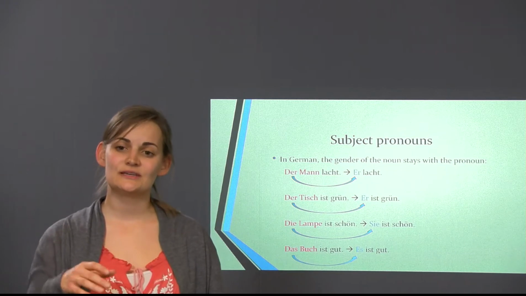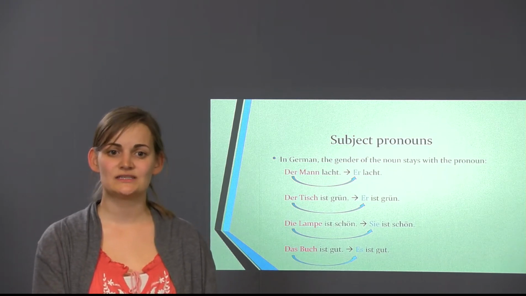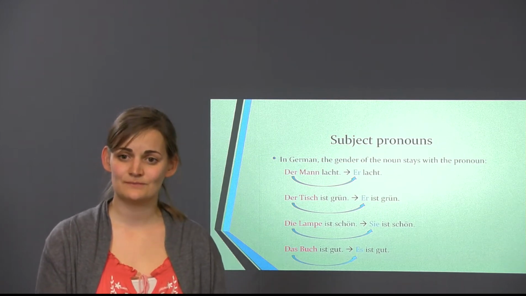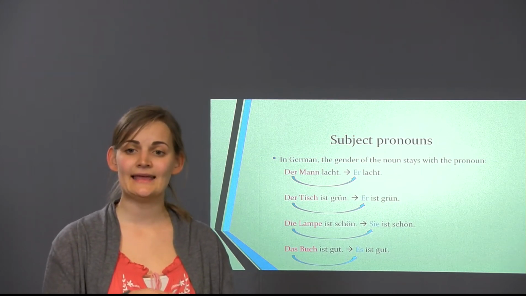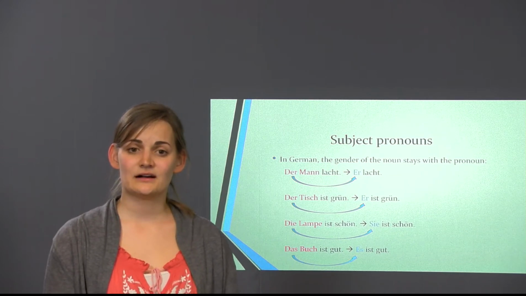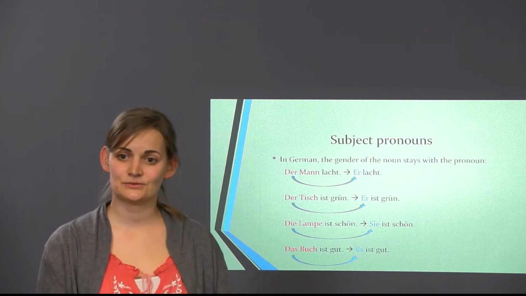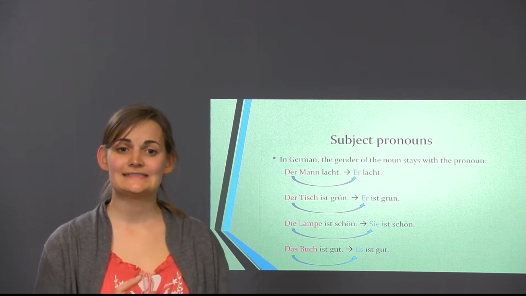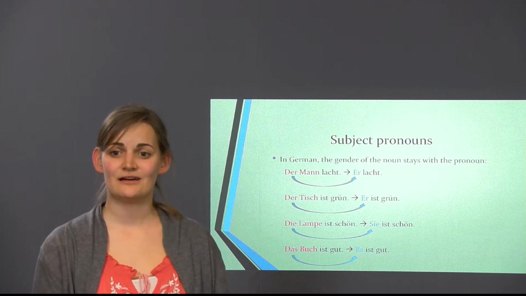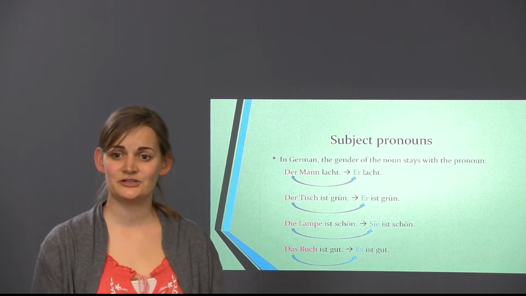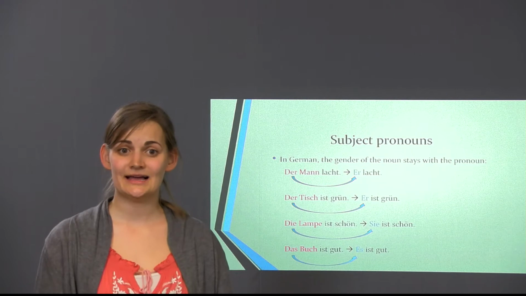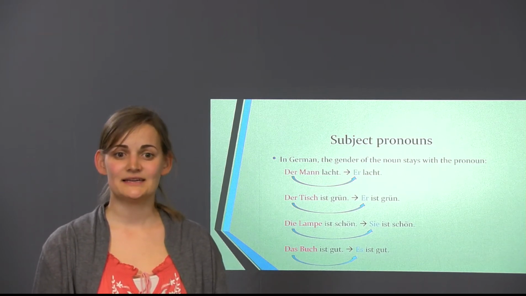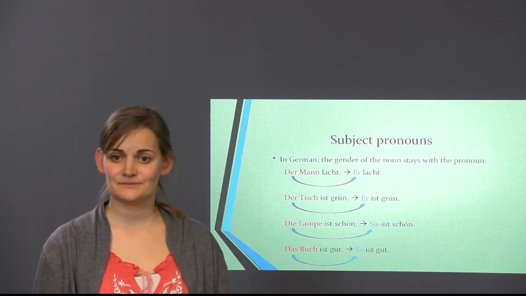So importantly, you keep that gender and take it with into the pronoun. So instead of saying der Tisch ist grün, the table is green, you say er ist grün. A common mistake is that people say es ist grün. But in German, again, the gender of the pronoun stays from the gender of the noun. Der Tisch, er. Die Lampe ist schön, sie ist schön, feminine. Das Buch ist gut, es ist gut.